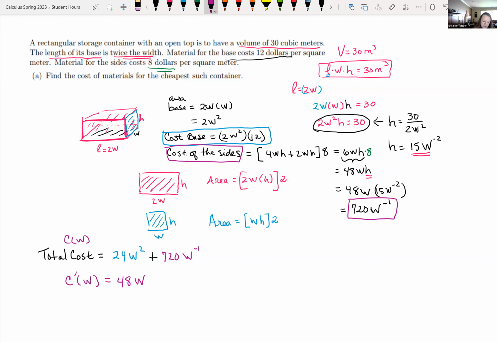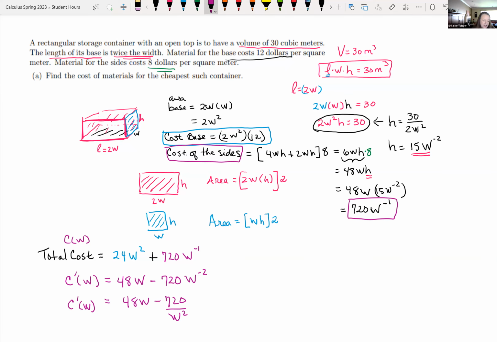Derivative of 720 W to the negative 1, general power rule. So this is negative 720 W, subtract 1 from the exponent, it's negative 2. So we have 48W minus 720 over W squared. So we want to see when is this equal to 0 and when is it undefined.